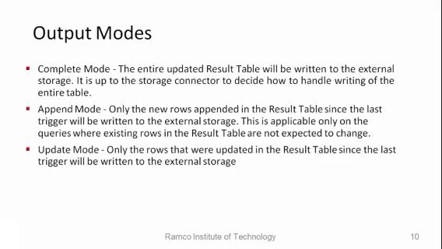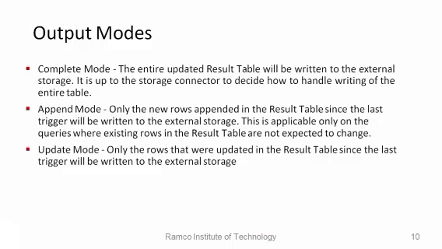In this model, we have three output modes. First one is complete mode. The entire updated result table will be returned to the external storage. It is up to the storage connector to decide how to handle writing of the entire table. The next mode is append mode. Only the new rows appended in the result table since the last trigger will be returned to the external storage. This is applicable only on the queries where existing rows in the result table are not expected to change. Update mode: only the rows that were updated in the result table since the last trigger will be returned to the external storage.